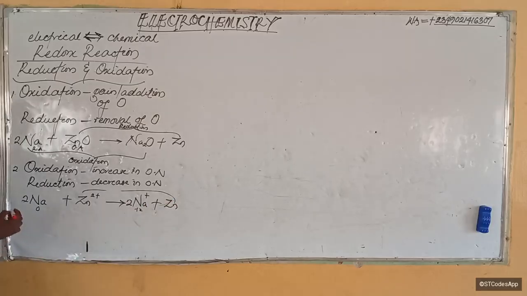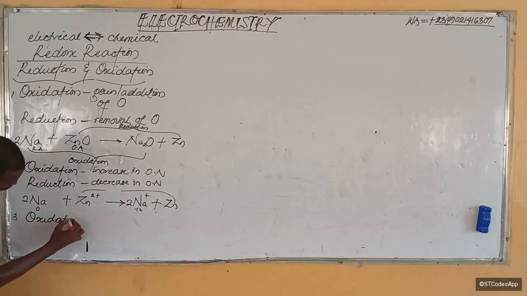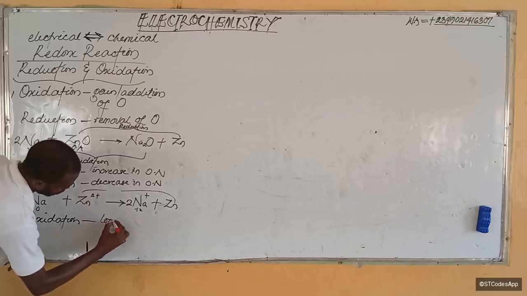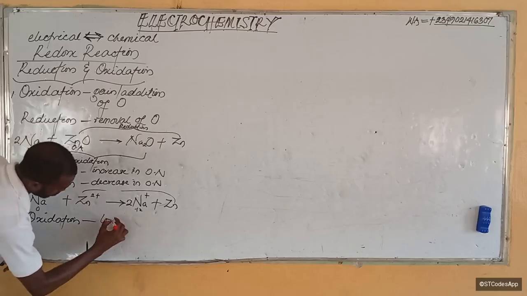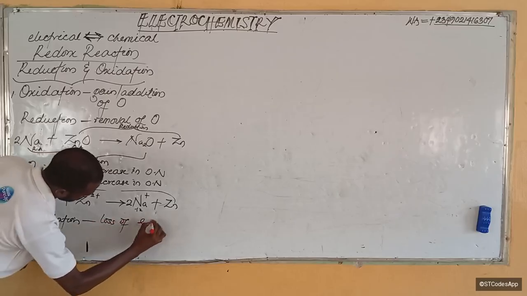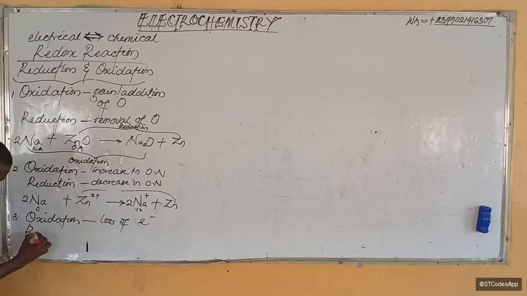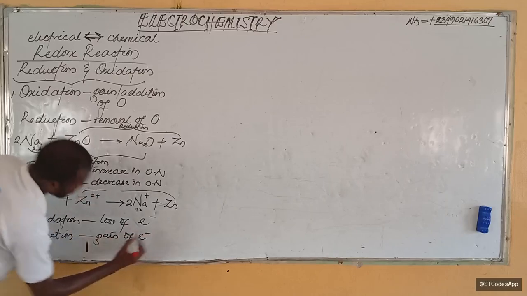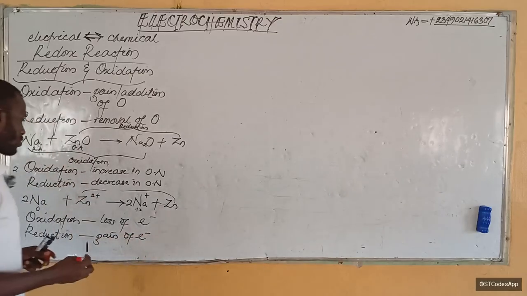Alright. Then the third definition that I would give you is that oxidation is also defined as the loss of electrons, while reduction, the opposite, will be what? The gain of electrons. Now, there is a mnemonic I give my students to remember this.